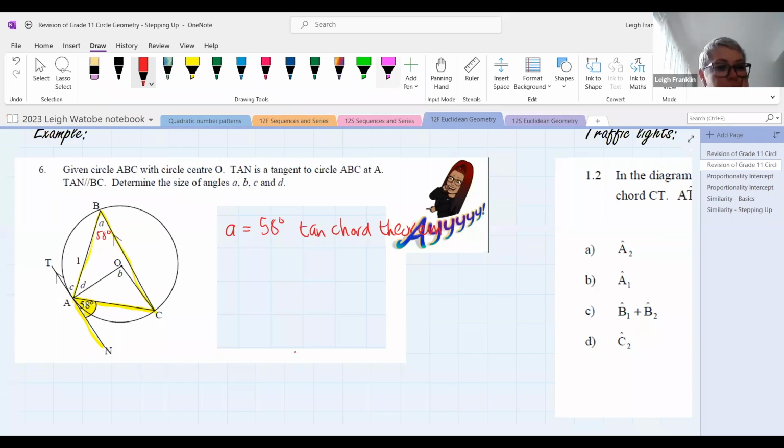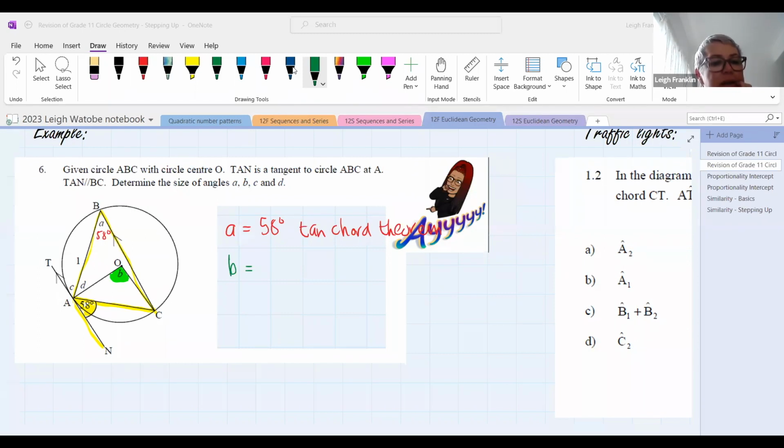Next question is B. Here's angle B over here. Let's just grab a different color. Here's angle B. Anybody want to suggest a size and an answer for B? Based on what we already know, anybody got an idea? Okay, 116. That's right.